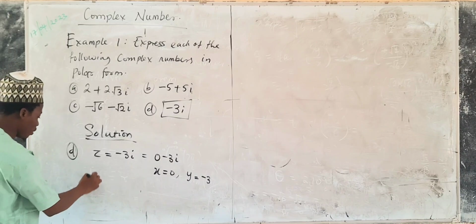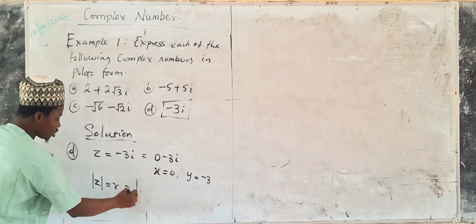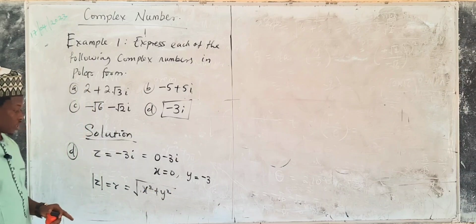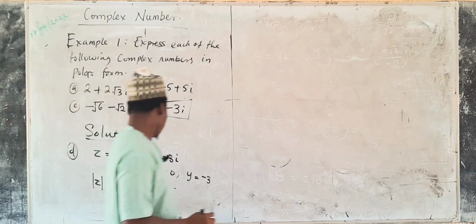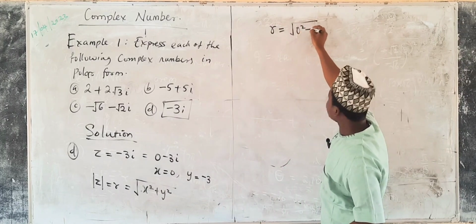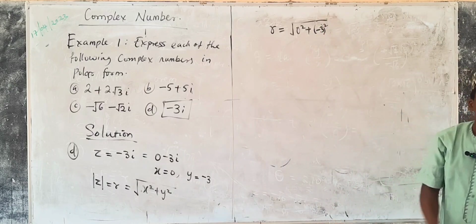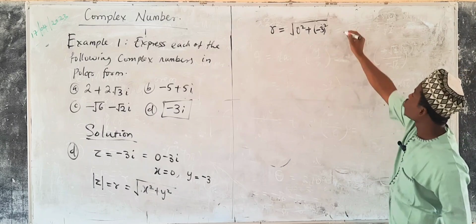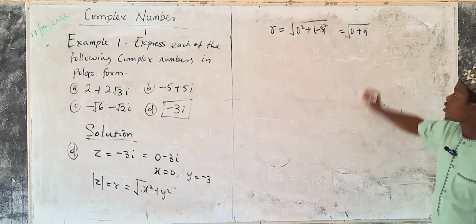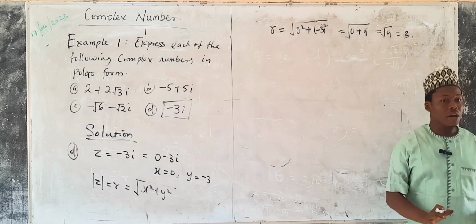Now, first we need to find the modulus of the complex number. So when we do that, it is given to be the square root of x squared plus y squared, right? Now if you do this, you have r equal to the square root of 0 squared plus minus 3 squared. Minus 3 squared is 9. So we have 0 plus 9, which is 9. And the square root of 9 is 3.